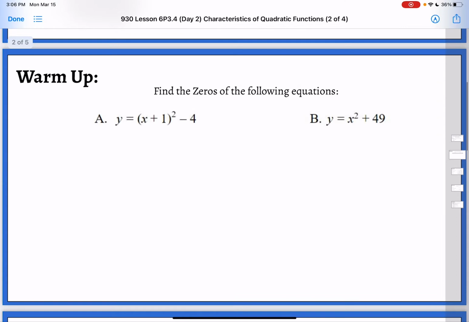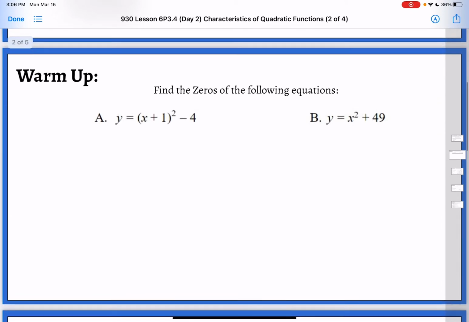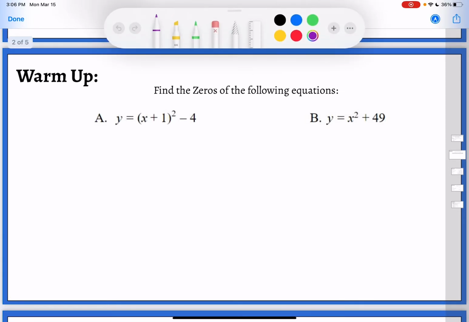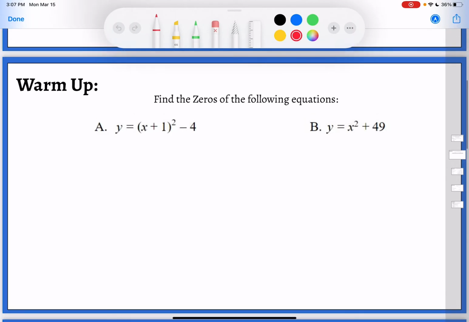So just as a warm-up, usually the most difficult part of that whole process is finding the zeros. So just to help you warm up here, just find the zeros for these two equations. Pause your video and see if you can do it. All right, so remember that finding the zeros are the solutions when y equals 0, right? They're where we cross the x-axis, and that happens when y equals 0. So the first step is to plug in 0 for y.